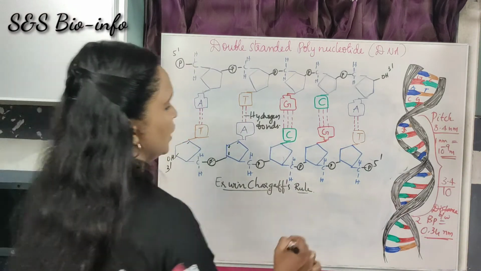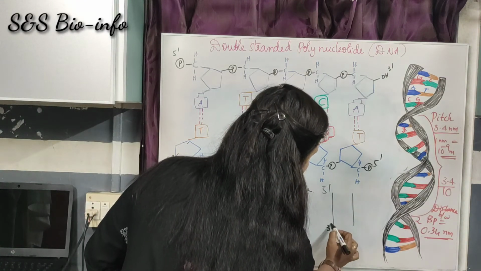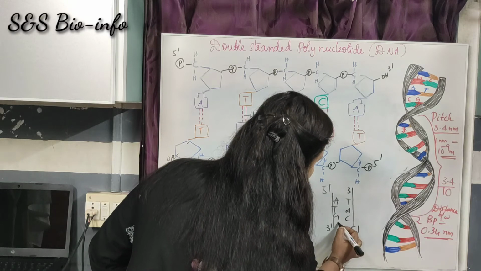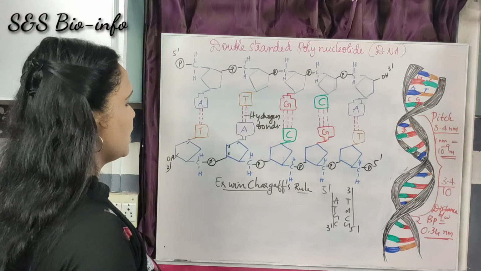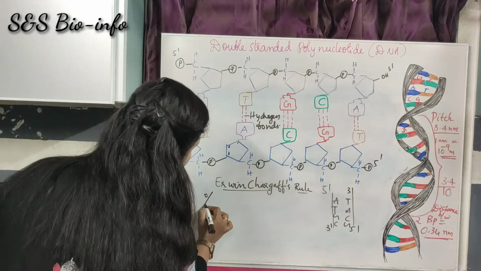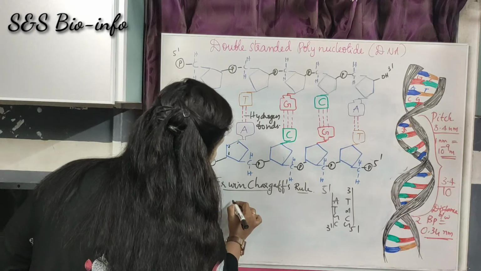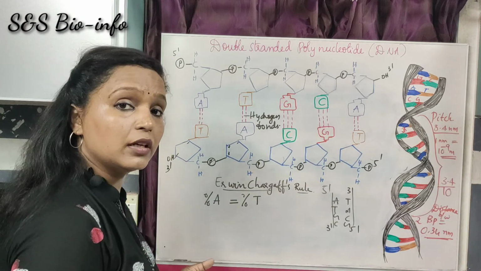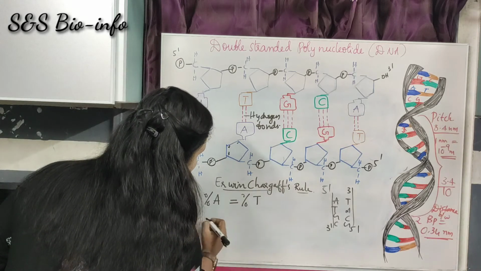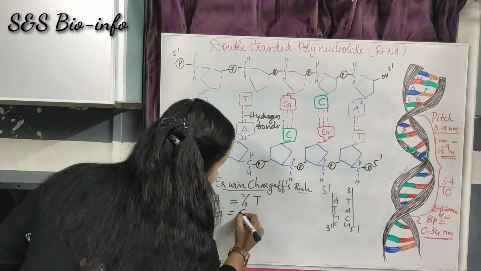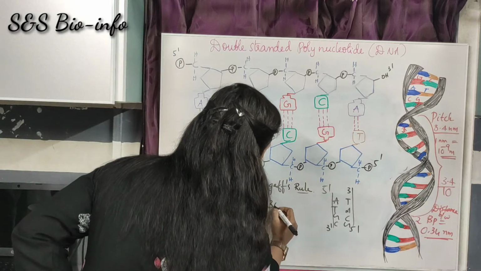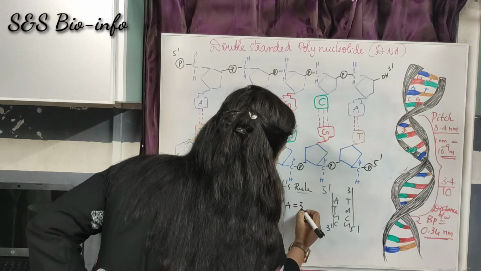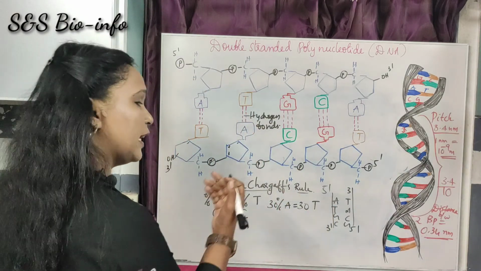According to him, the two strands of DNA have complementary base pairs: adenine thymine, thymine adenine, guanine cytosine, cytosine guanine. The amount of adenine is equal to the amount of thymine, because adenine is a purine and it always pairs with thymine, the pyrimidine. Similarly, the amount of guanine is equal to the amount of cytosine. Suppose there is 30% adenine in a particular DNA molecule, the same percentage of thymine will be there in the same DNA molecule.